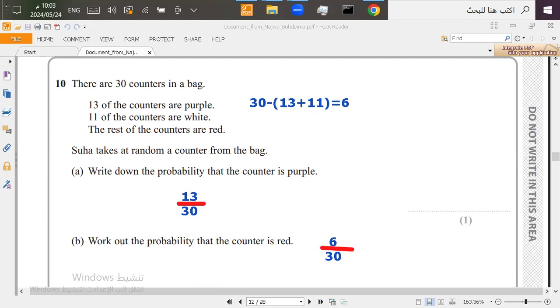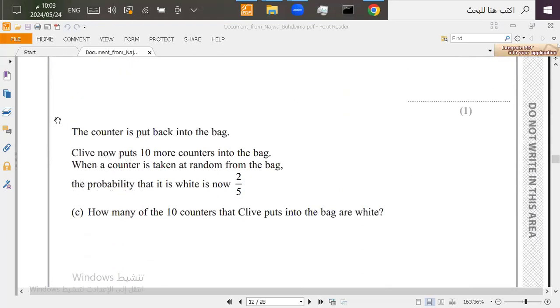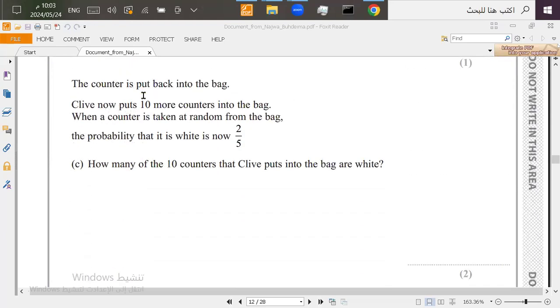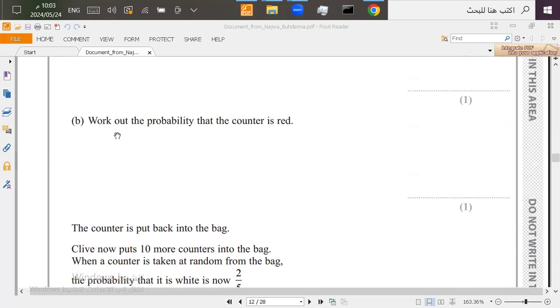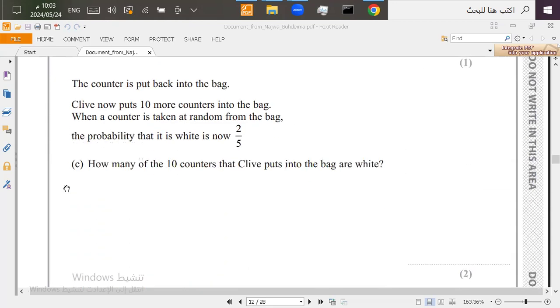Here. The counter is put back into the bag. Now this one, they're talking about this counter. Work out probability of counter is red, okay? The counter is put back into the bag. Clive now puts 10 more counters into the bag. So all of them are 30. Focus on this, okay? All of them are 30. And he puts 10 more to make them 40. When a counter is taken at random from the bag, the probability that it is white is now 2 over 5. How many of the 10 counters that Clive puts into the bag are white?